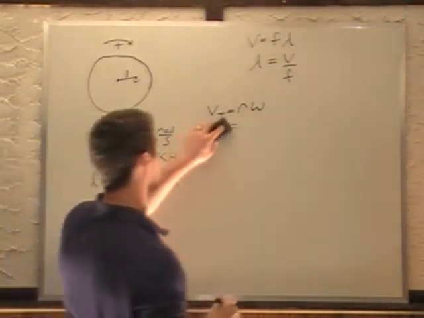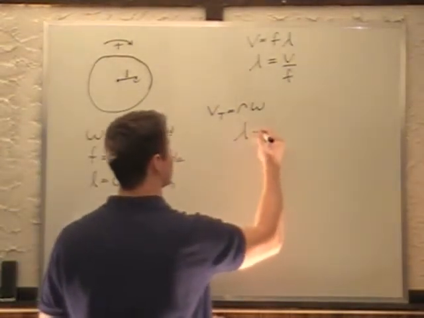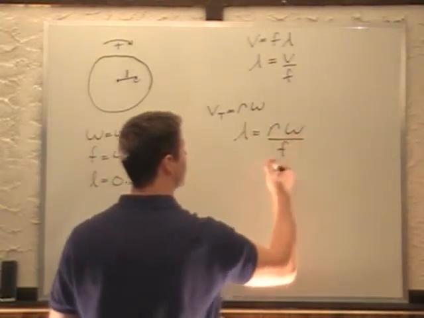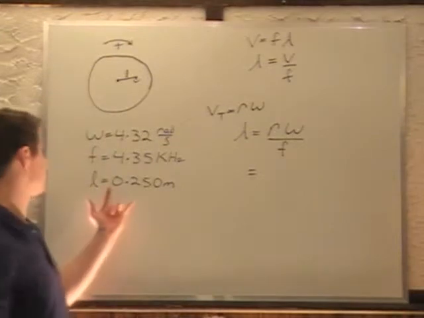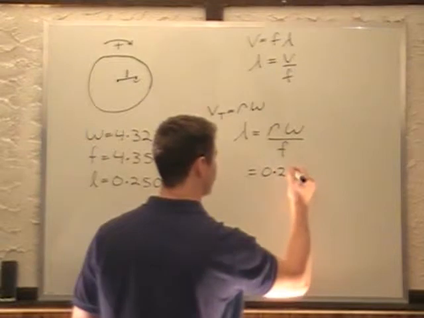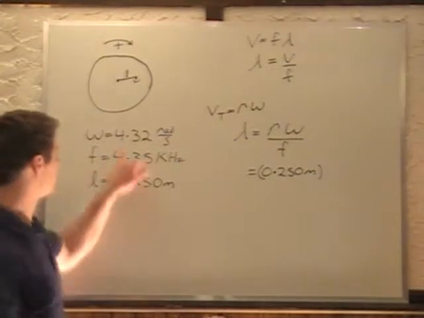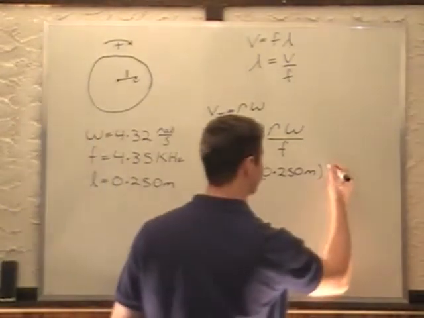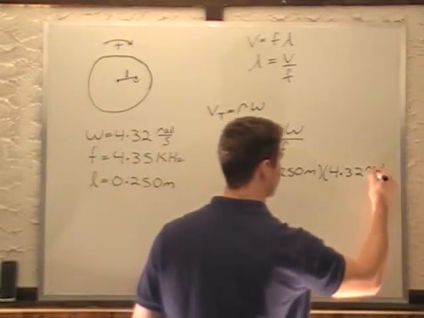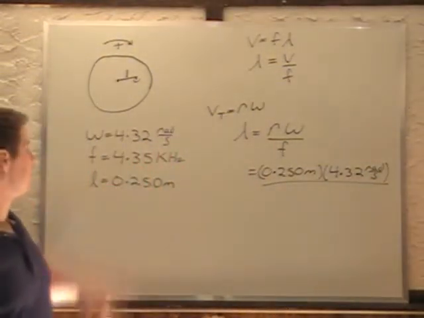Actually, instead of figuring that out, what we'll do is we'll just plug v into this lambda equation. So we get lambda equals r omega over f. Now radius is just this length here, 0.25 meters. Omega is given as 4.32 radians per second. Dividing by a frequency of 4.35 kilohertz.